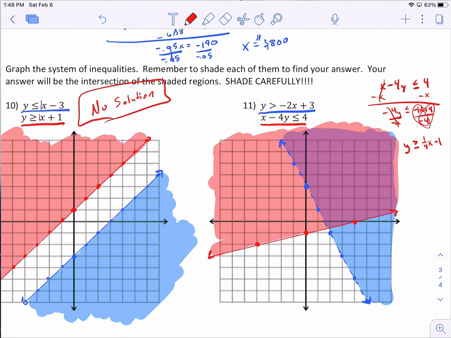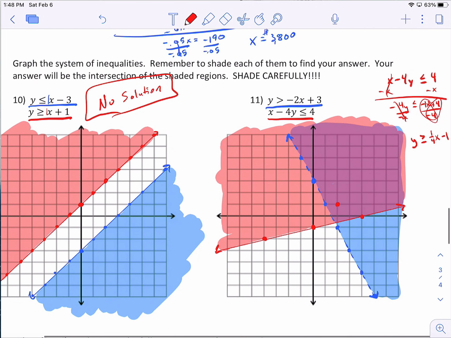The picture is my answer. I can check it and make sure. The way to do that is you pick any point in this region. If I was you, I'd keep it as small as possible, like this one, 2, 1. If I put 2 in for x and 1 in for y into both of these original inequalities, it should work for both. And if you do that, you will find that it does.